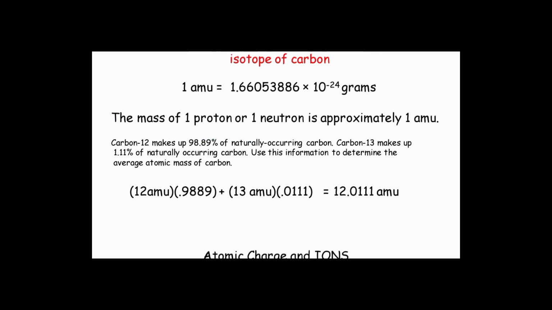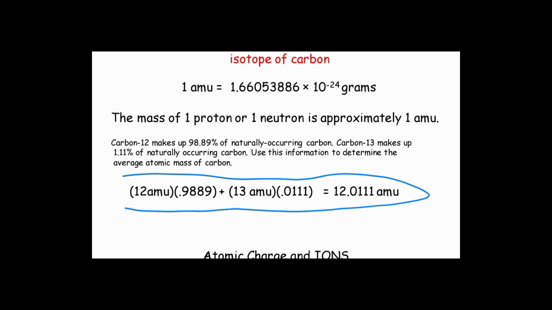Here's a question. Carbon 12 makes up 98.89%. These percentages are given. You can use this formula and determine the average atomic mass of carbon. It will be 12.0111 AMU.